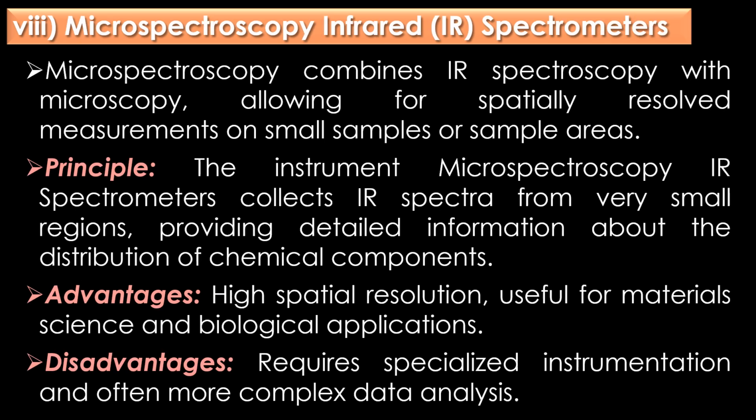The eighth and final type of IR spectrometer is microspectroscopy IR spectrometers. Microspectroscopy combines IR spectroscopy with microscopy, allowing for spatially resolved measurements on small samples or sample areas. Working principle: the microspectroscopy IR spectrometers collect IR spectra from very small regions, providing detailed information about the distribution of chemical components in heterogeneous samples.